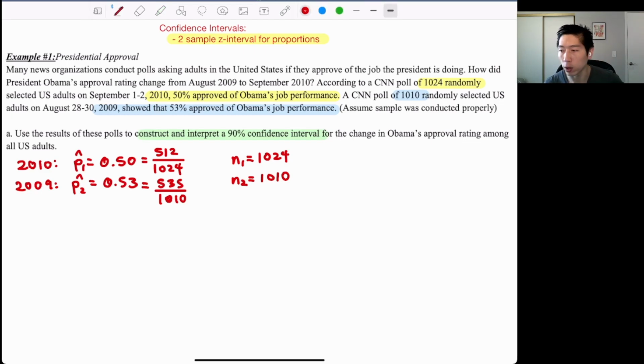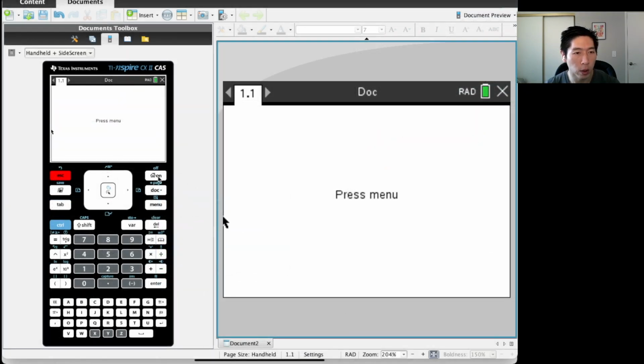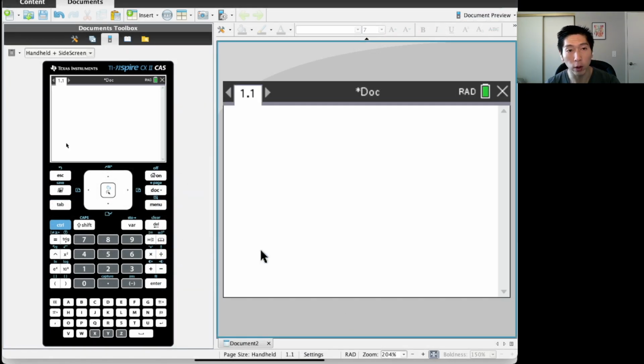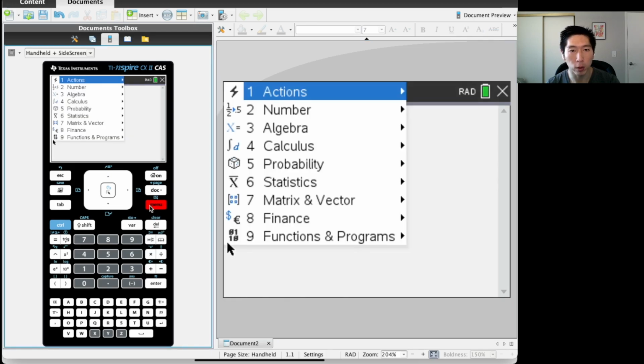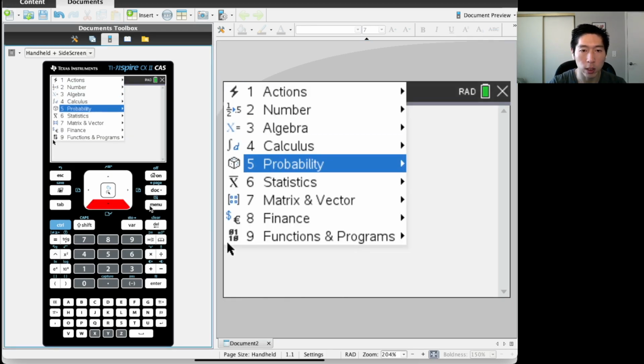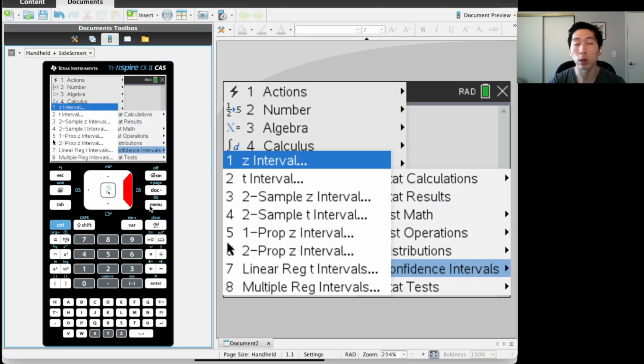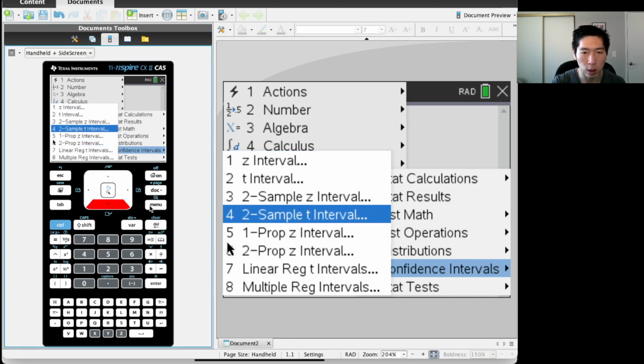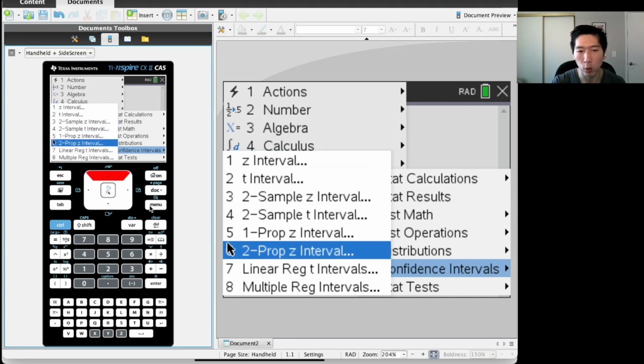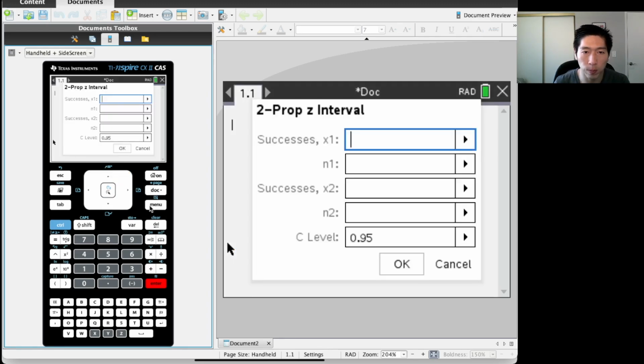Let's hop on to our calculator. So here we are at the home screen. We're going to hit the home button. We're going to go to our calculator app. We're going to hit menu. We're going to go down to statistics, confidence intervals. We're constructing what we call a two-sample z interval for proportions. So we're going to look for the number 2. There's two sample z, but this is the one we want. 2 prop z interval for two-sample z interval for proportions.